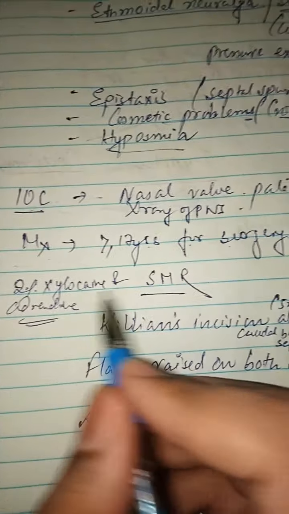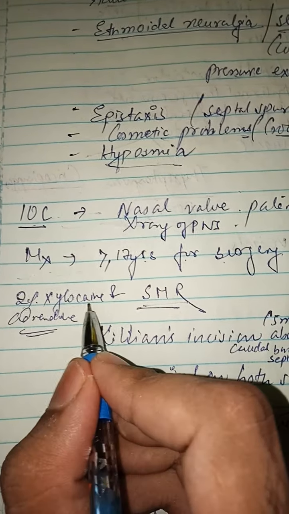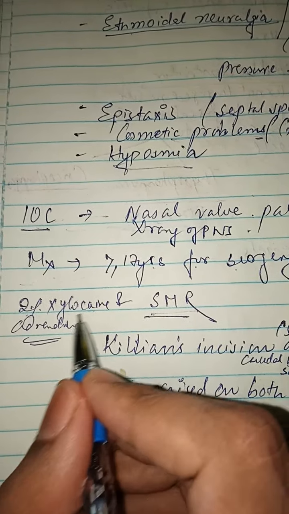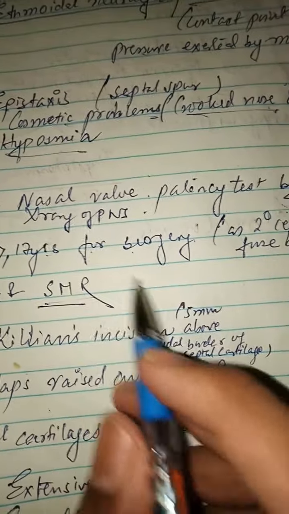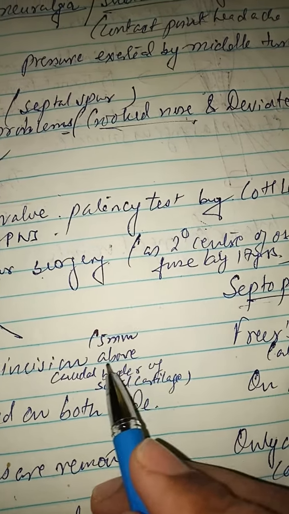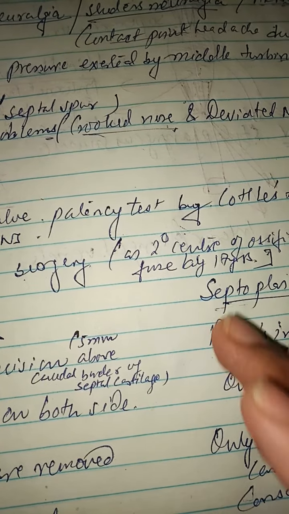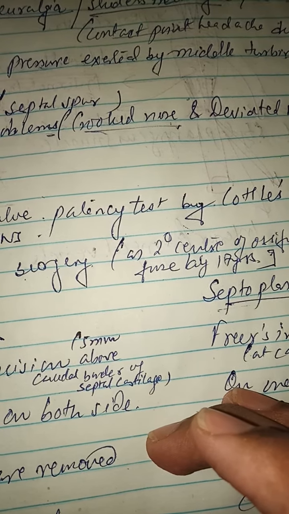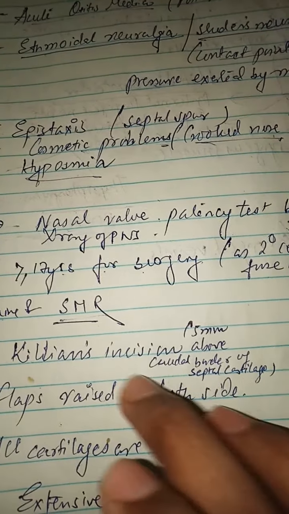Now what is the surgery? There are two surgeries, submucosal resection surgery and septoplasty. First we have to give an injection of 2% xylocaine, that is a local anesthesia with adrenaline. Then in both the SMR as well as septoplasty, but in SMR we have to give the Killian's incision, that is 5 millimeter above the caudal border of the septal cartilage. So we have to give the incision 5 millimeter above the caudal border of the septal cartilage, that is the Killian's incision.